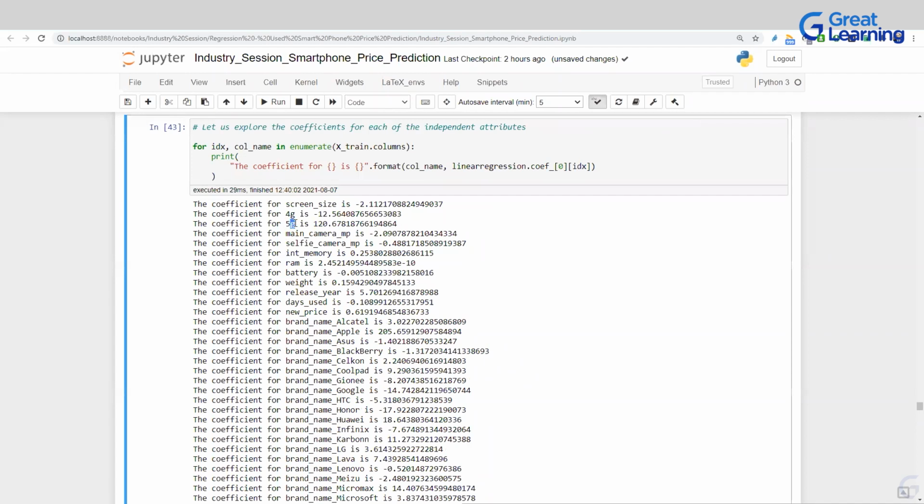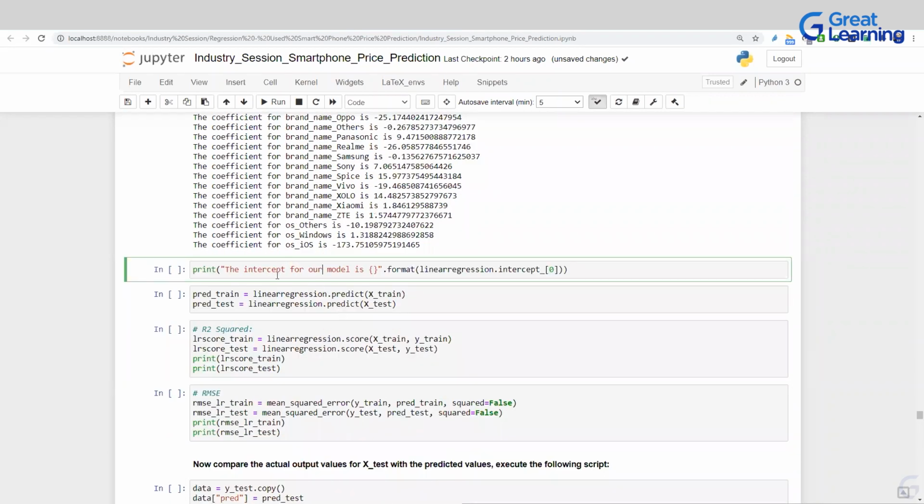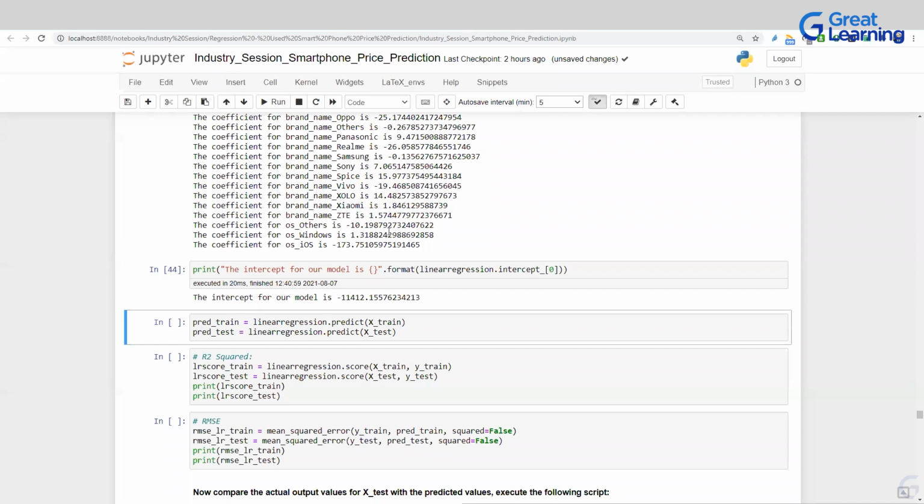So if a phone is 5G supported, it automatically, based on this coefficient, fetches you 120 euros more. With every gram increase in weight, it's saying that the price of the phone also increases by 0.16 euros. For every release year increase, the price increases by 5.7 euros. For every day of use of a smartphone, the price reduces by 0.10 euros. So you can read the coefficients and understand which are the most important ones here. If you look at the intercept, it's minus 11412. So it's a negative. Intercept is just a constant. We don't really read this number just like we do for slopes.